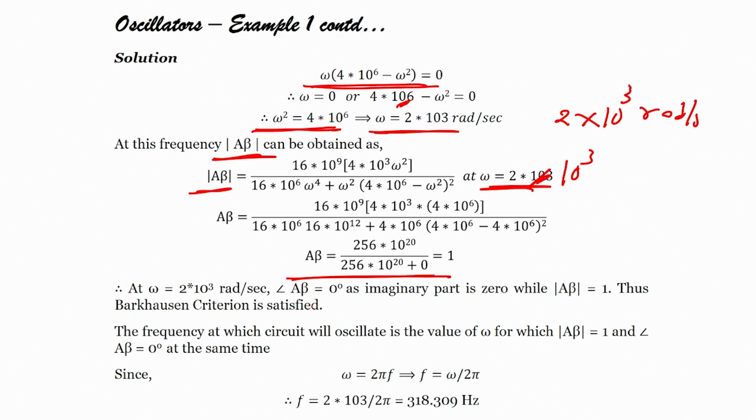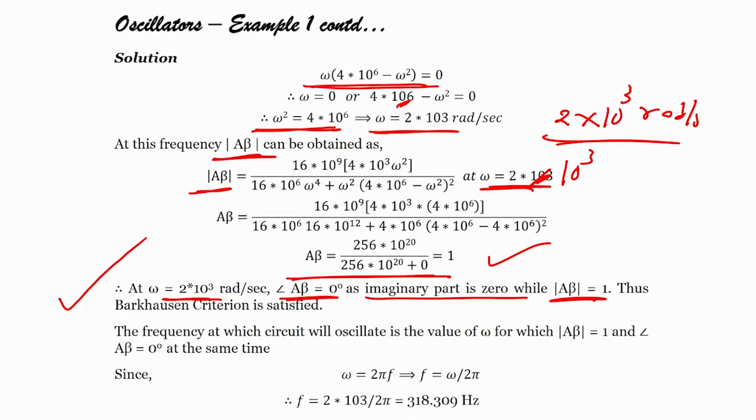When we solve this equation, what we will find? A beta equals 1, that is what we want. At omega equal to 2 into 10 to the power 3, we have the phase of A beta equals 0 degree, as imaginary part is 0, while the magnitude of A beta equals 1. Thus, the Barkhausen criterion is satisfied, because the phase is 0 and the magnitude of A into beta is 1. That is how we have solved the problem. So, now we know that this satisfies the Barkhausen criterion, but we are asked to also find the frequency at which the oscillations will start.